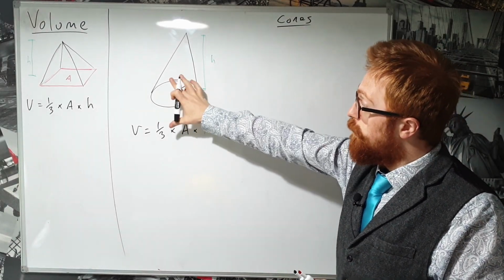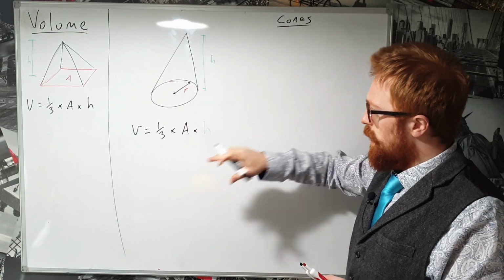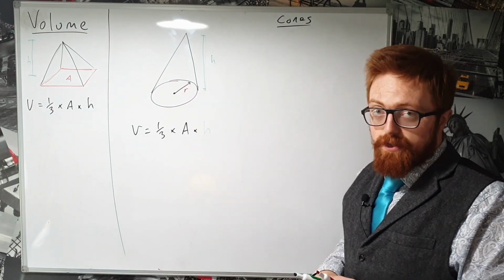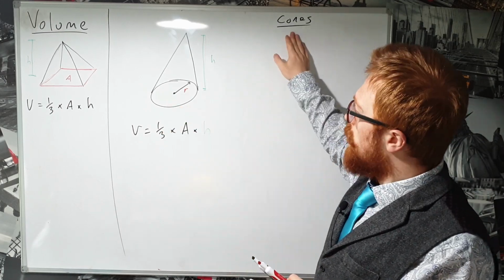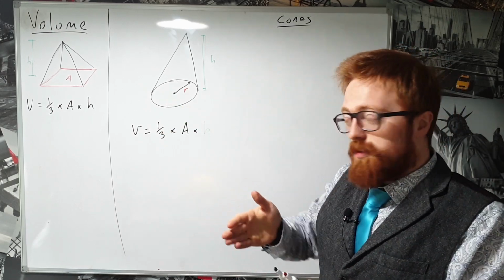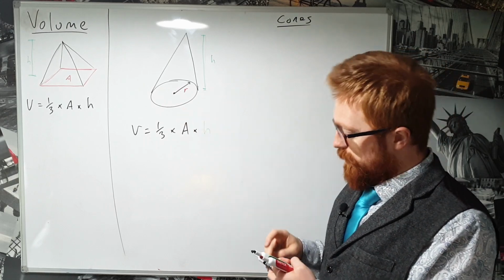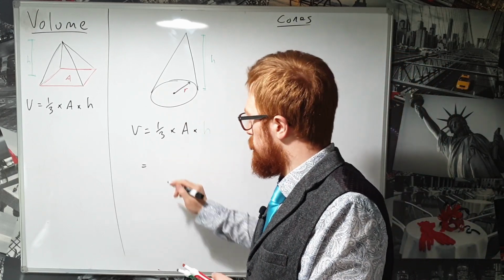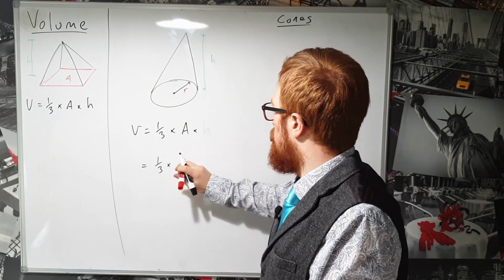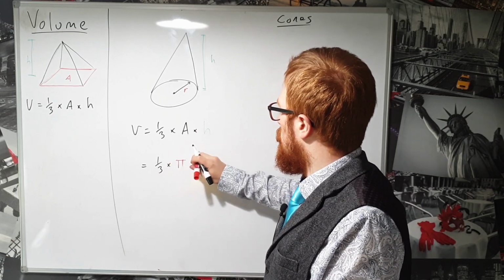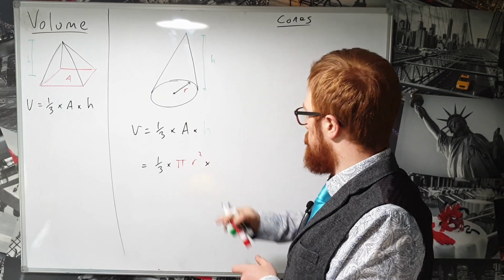if you've got a full circular cone, then the area of the base is just pi times the radius squared. So if I've got a circular based cone, and we'll have a look at semicircles as well, but for this one our volume is then just 1/3 times pi r squared times h.